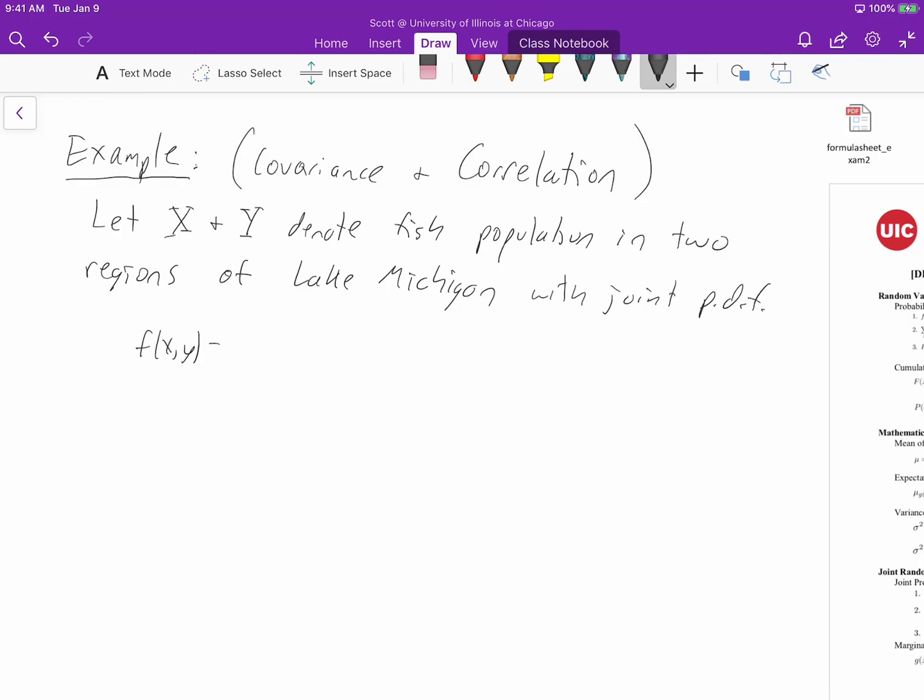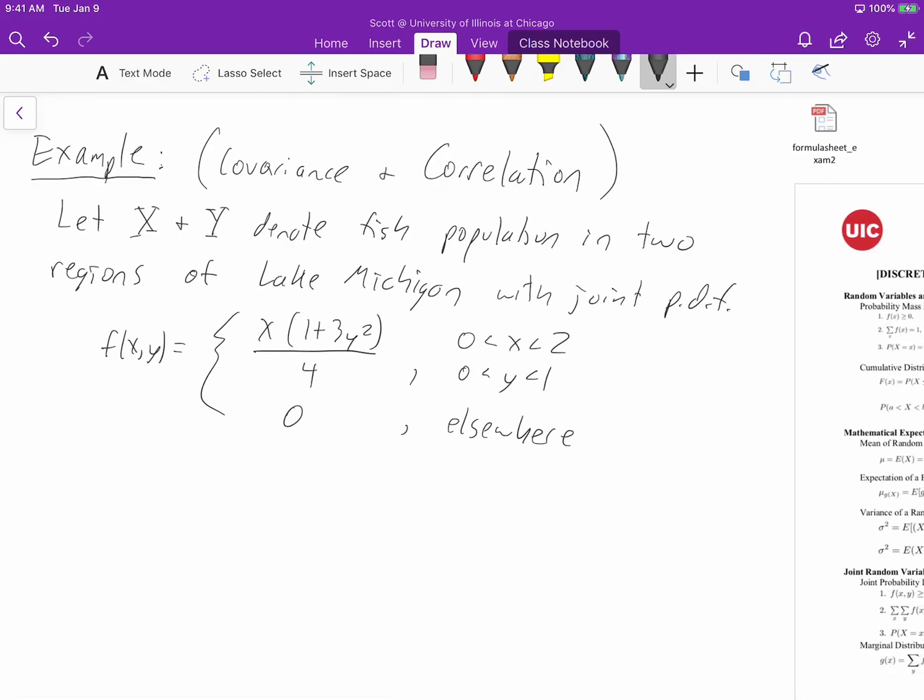So f of x, y is known to be x(1 plus 3y squared) over 4 in the region of x between 0 and 2 and y between 0 and 1, otherwise 0 elsewhere. Now you might ask, well, if x is the fish population, what do you mean between 0 and 2? 0 and 2 fish? So let's say, no, that's not what we mean.